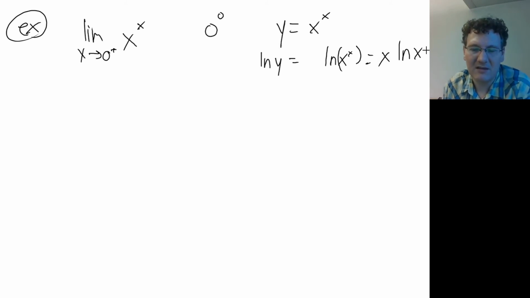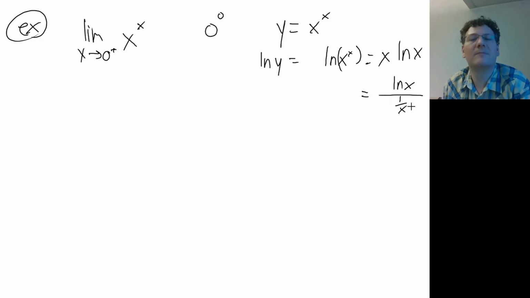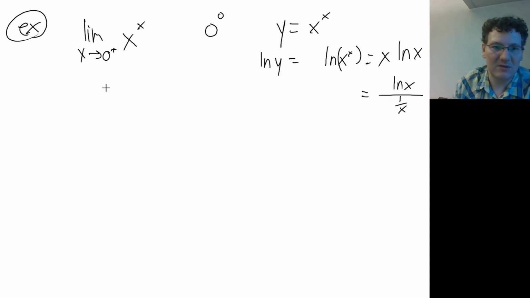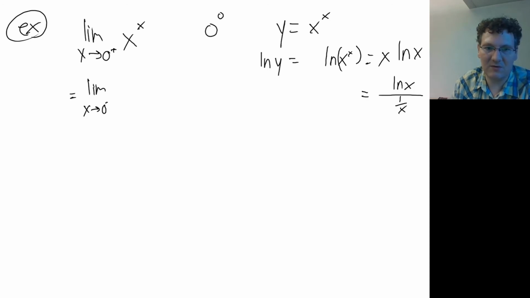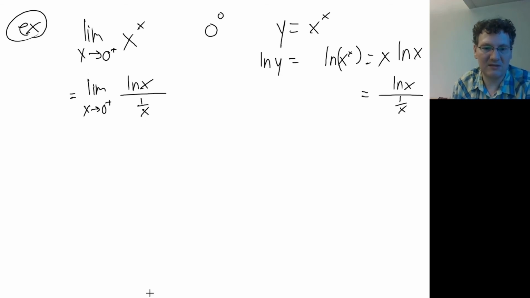Now this is not going to be an indeterminate form. This would be of the form 0 times negative infinity. So what we're going to actually do is write this as the natural log of x over 1 over x. That is something we can do. So this is the limit as x goes to 0 from the right of the natural log of x over 1 over x.